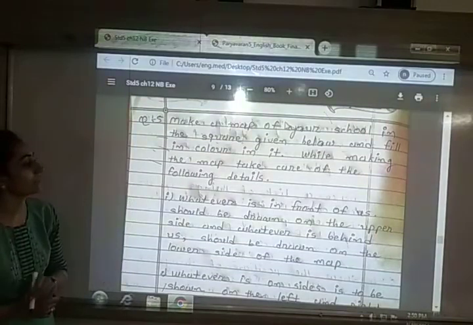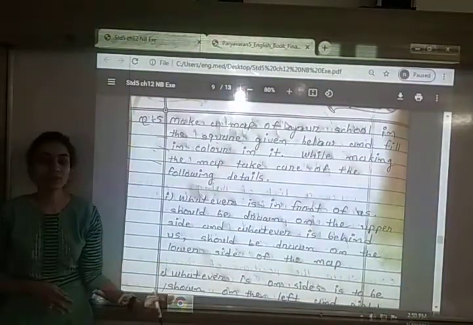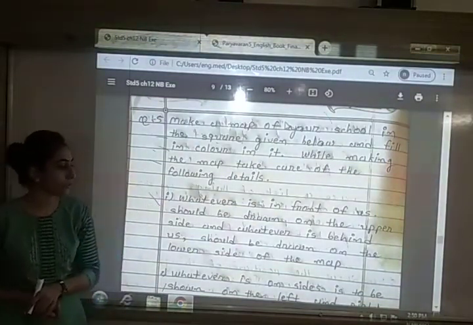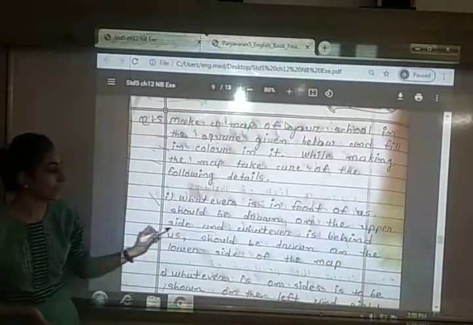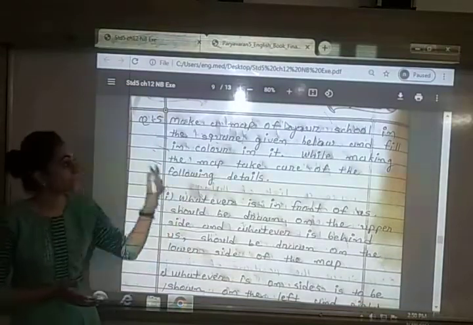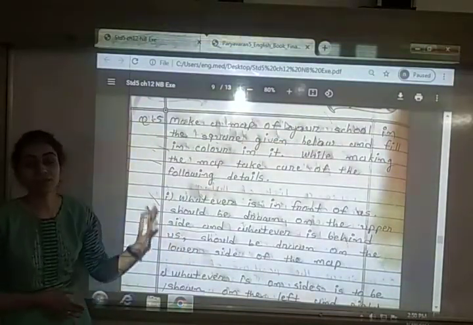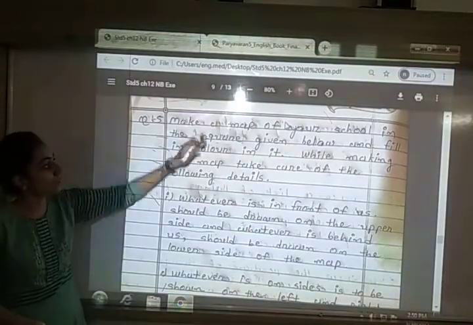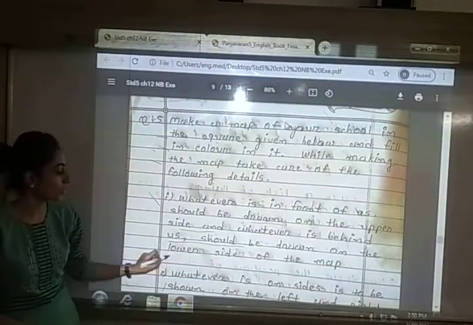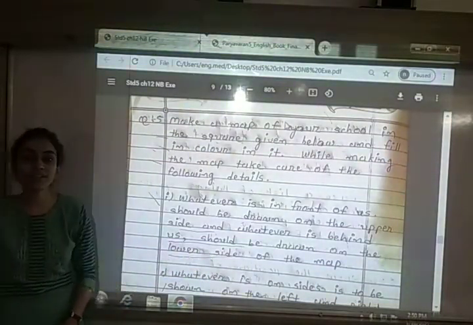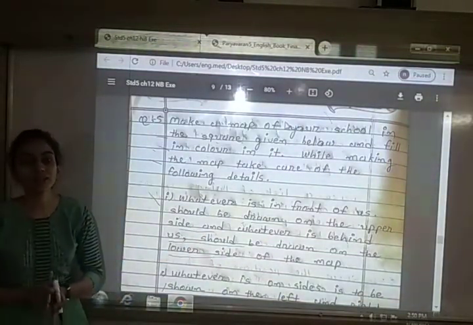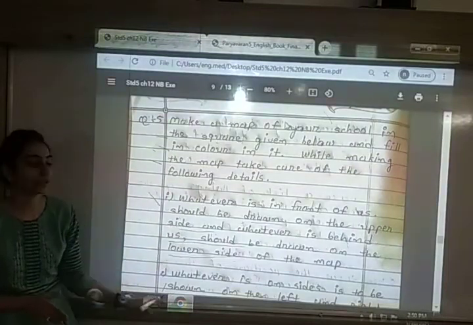While making the map, take care of the following details. The first one is whatever is in front of us should be drawn on the upper side. Let me assume this is the square. Whatever is in front of me, I have to draw on the upper side of this square, and whatever is behind us should be drawn on the lower side of the map. Whatever is behind me, I have to draw on the lower side of this square. So this is how you have to make the upper side and lower side of your map.